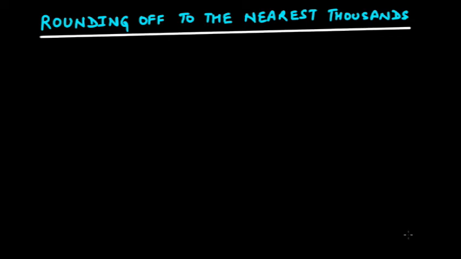Okay, so now let's discuss rounding off numbers to the nearest thousands, and similarly to the nearest tens and hundreds. The same concept would be applied here also. The nearest thousands means the closest number which is a multiple of thousands. You know that the multiples of thousands are zero, then 1000, then 2000, then 3000, and so on. Those are the numbers which are multiples of thousands.